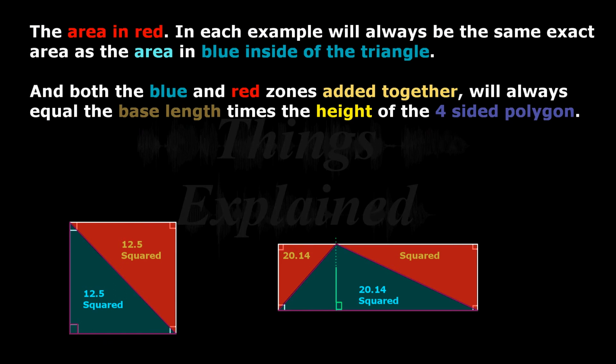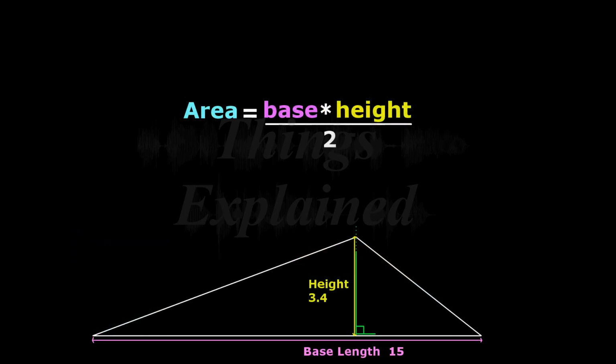The area of the space in red, inside the four-sided polygon, that is not the triangle in question, will add to exactly the same as the area inside of the triangle. This is why dividing a squared-off triangle in half, after determining its base, and its highest point perpendicular to the base, will give you the area of a triangle.